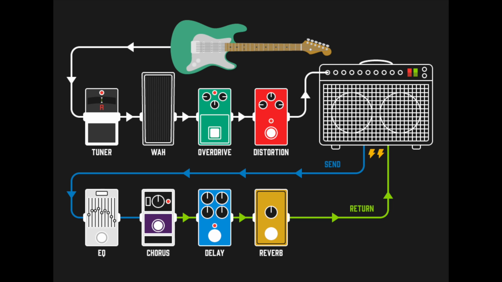Then we see it goes in the amp and it comes out in a send and return. And the send and return in this graphic, you see EQ, chorus, delay, reverb. These are time-based effects. Typically, people will want to put these in an effects loop or after an amp because we don't necessarily want them interacting with the front of the amp.